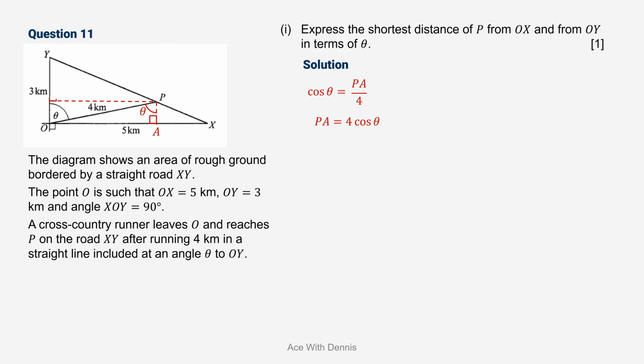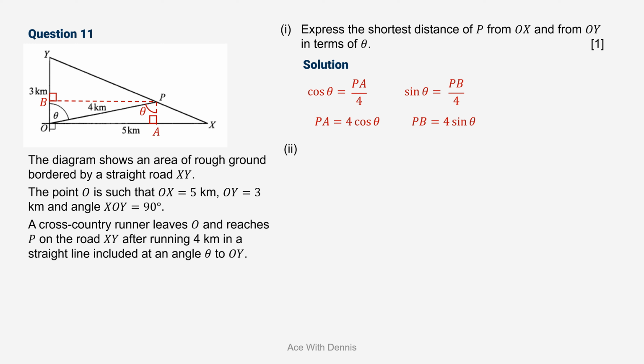Now we do the similar thing to find the shortest distance of P from OY. Again, it will be the perpendicular distance, and I will label this point B where the shortest distance touches the line OY. And we are also referring to the angle theta here, so we use sine. Sine theta will be PB over 4. Hence, PB will be 4 sine theta.